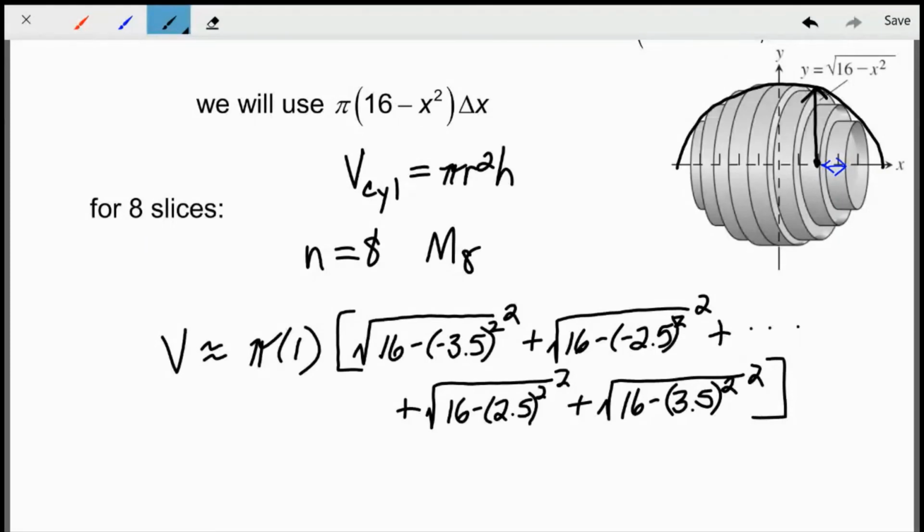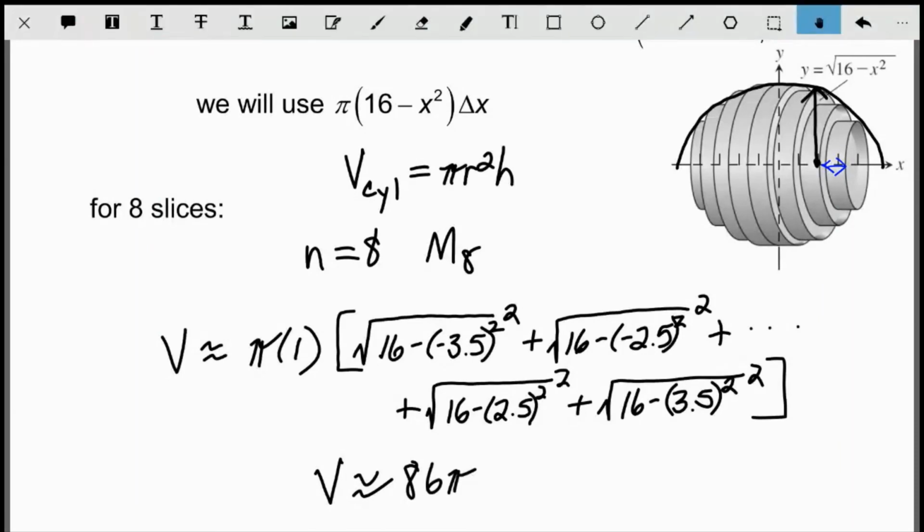Now, I didn't show every single one of those. You could easily write out every single one. I just did it for the sake of efficiency here talking about this. But we could write out all of those and then plug them into the calculator. And what we would find is that our volume is approximately 86 pi.